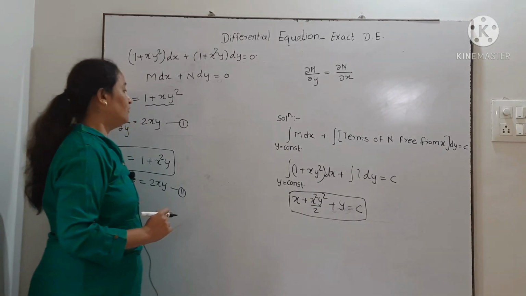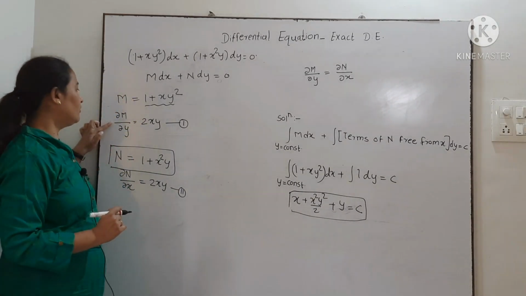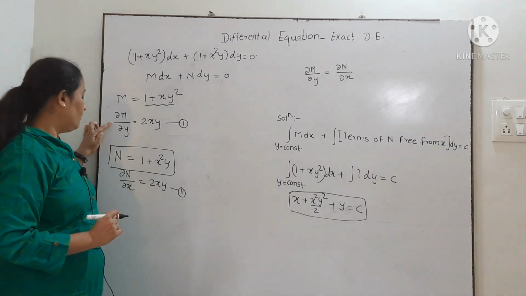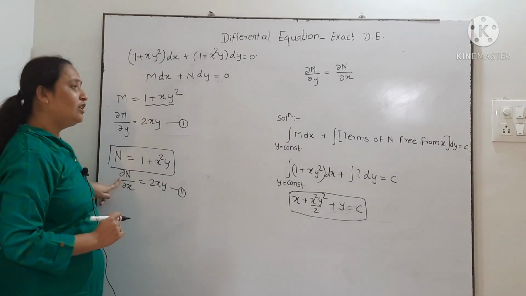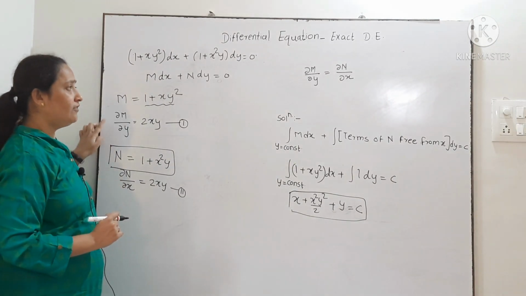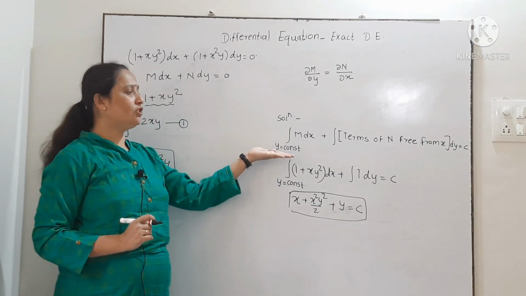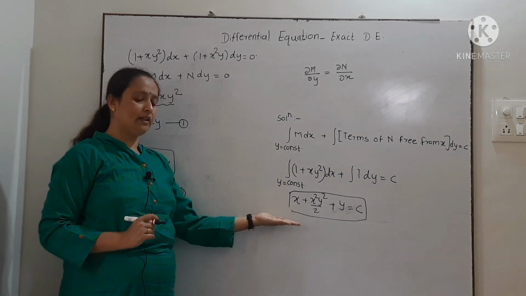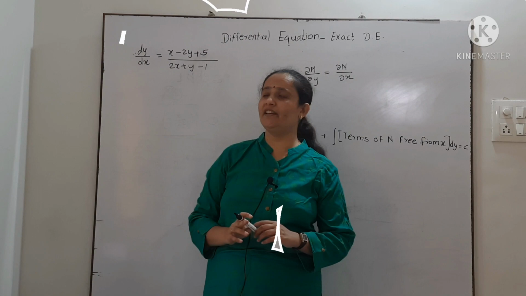It is very easy. First, what you have to perform? Only you have to find the partial derivative of M with respect to y and the derivative of N with respect to x. If it satisfies the condition, substitute values in the formula, you will get the answer. Now, we'll consider the next example.